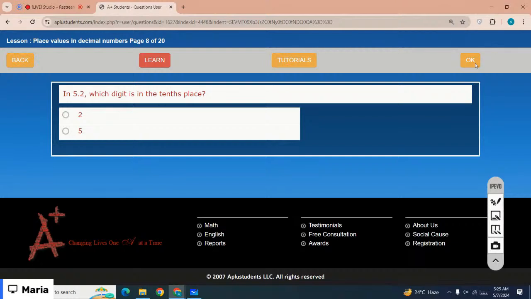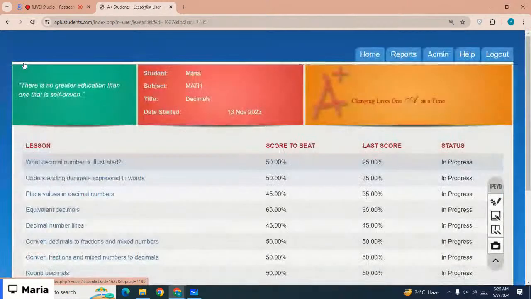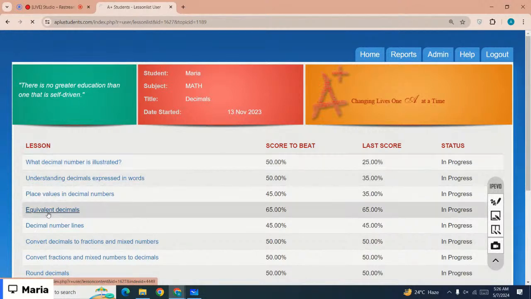2 is at the 10th place. Okay, you can complete the lesson by yourself later today. Let me just move on to the next lesson. The next lesson is equivalent decimals.